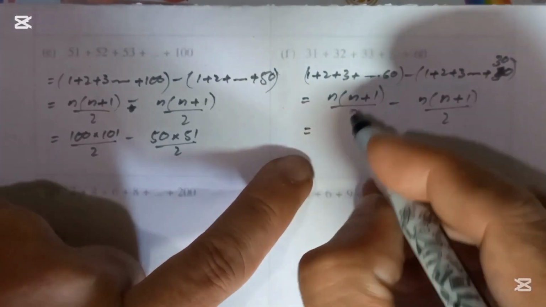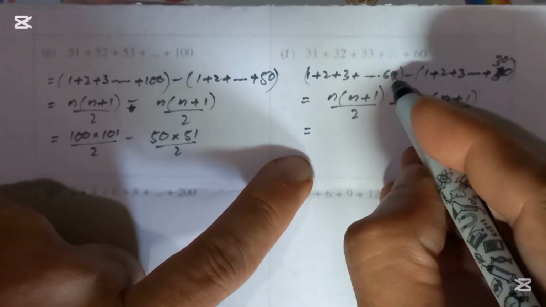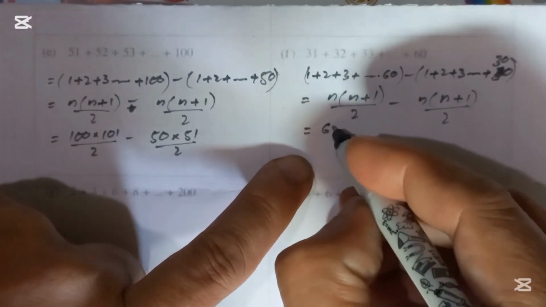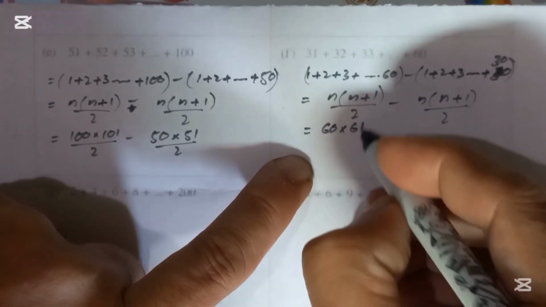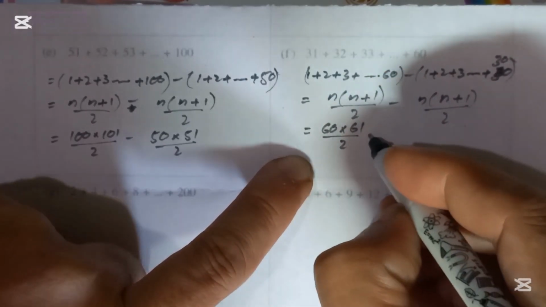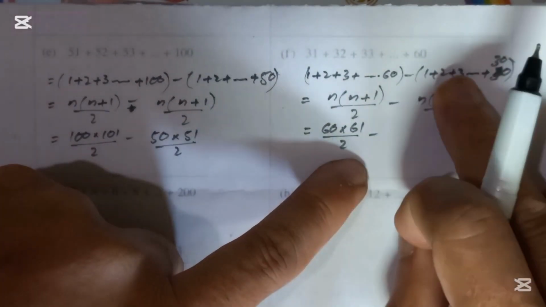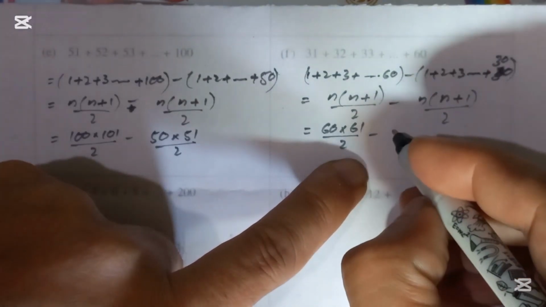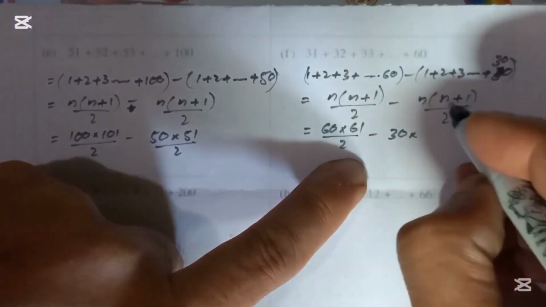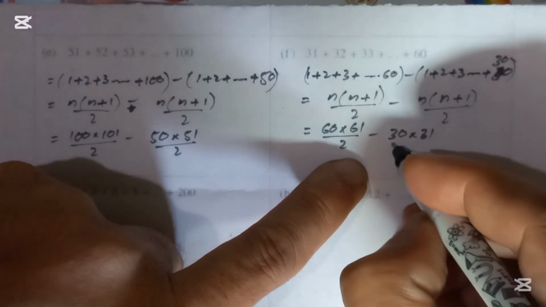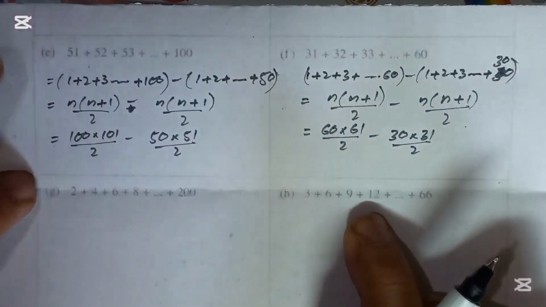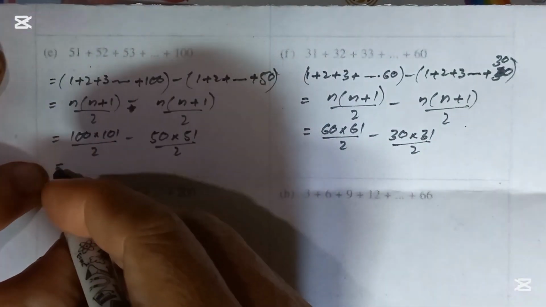In this question, you can see the first bracket is up to 60, so n will be 60 and n plus 1 will be equal to 61, divided by 2, remaining as it is. And in this bracket you can see natural numbers are up to 30, so n will be 30, n plus 1 will be equal to 31, over 2 remaining as it is. And now we will solve it.